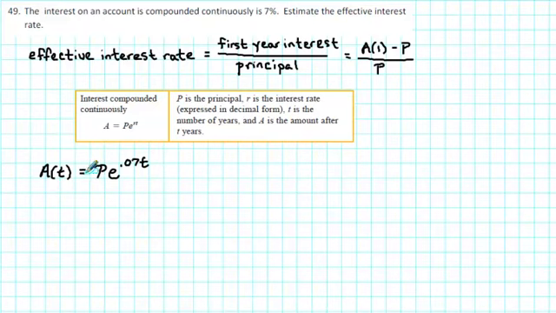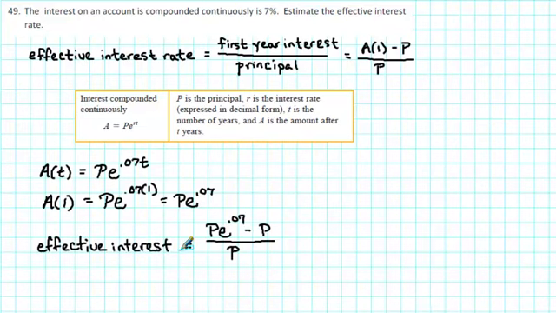To find the effective interest rate, we'll first of all need to evaluate A of 1. We substitute 1 for t, and we get P times e to the 0.07 times 1, but 0.07 times 1 is just 0.07. So we get P times e to the 0.07 power. Now we substitute that for A of 1 in our effective interest formula.